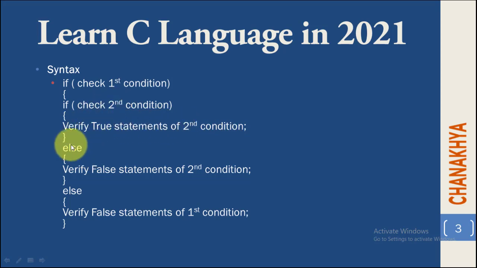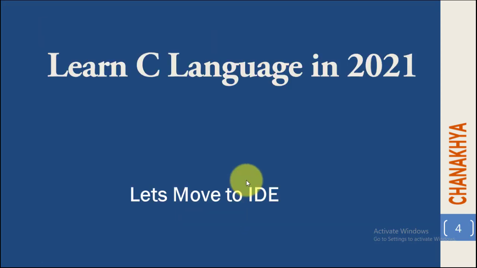If the second condition is false, then this else will get executed. If the first condition is false, then the else statement of the first condition will get executed. So this is how we use the nested if statement in our C programs. Now, in the last, let's move to our IDE for more understanding of how to use nested if statements in our C program.